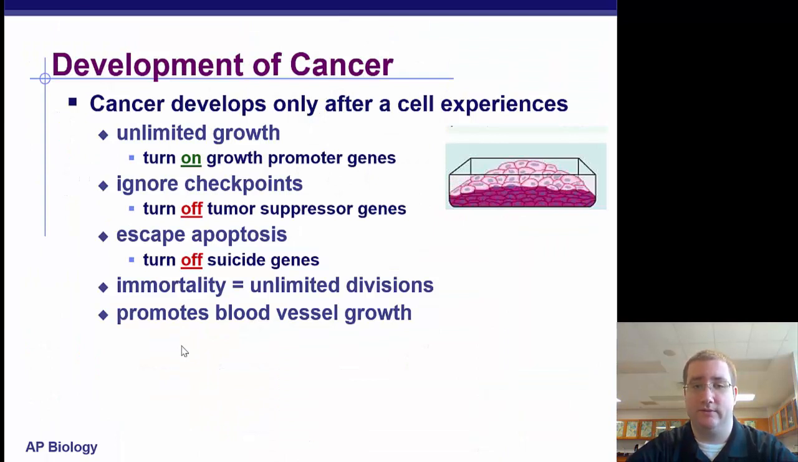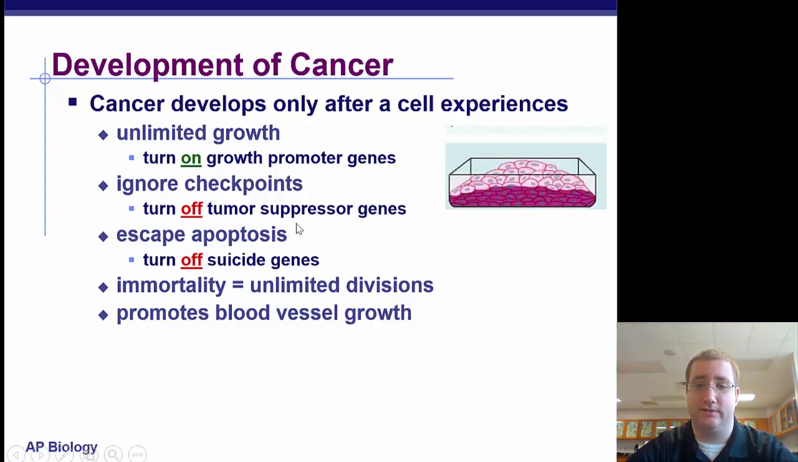One thing I do want you to understand is that there are many steps involved in developing cancer. So it's not just one thing and you get cancer. There are many things that have to go wrong in that cell for it to become a cancer cell. One of the things that has to happen is, once again, these growth promoter genes have to be turned on. So these oncogenes must be turned on to get that unlimited growth.